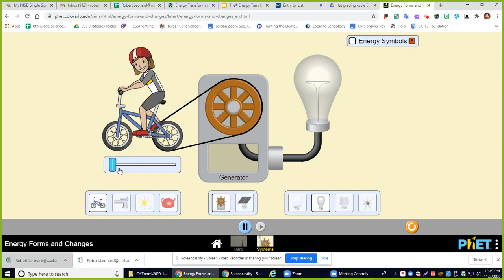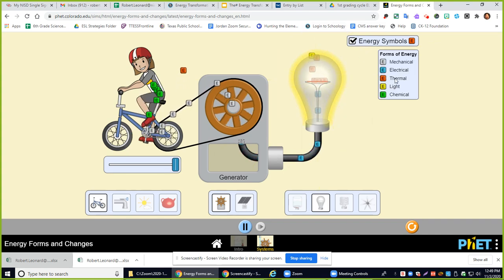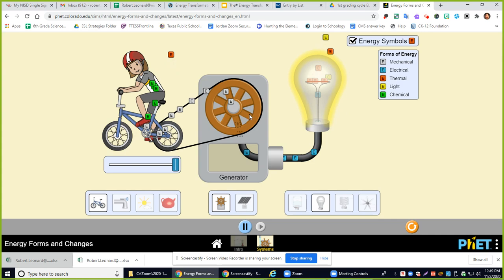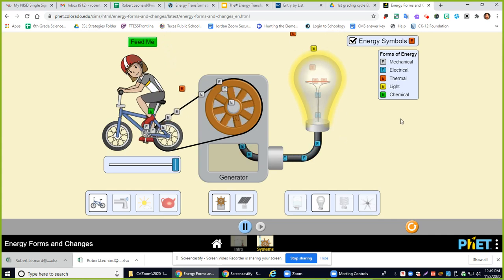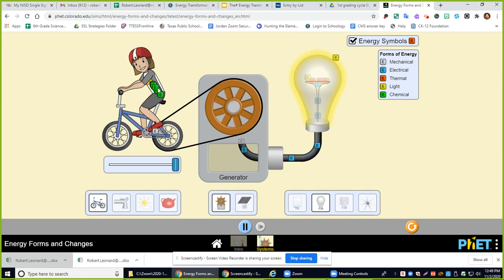So what you do is you get the girl pedaling the bike, and see right here where it says energy systems. Okay, you want to, one more time, this one right here, you want to open this because this will give you the answers. For example, right now she's pedaling, and she needs to eat, so I'm going to feed her. I'm having the hardest time with my pointer. So I gave her more energy.